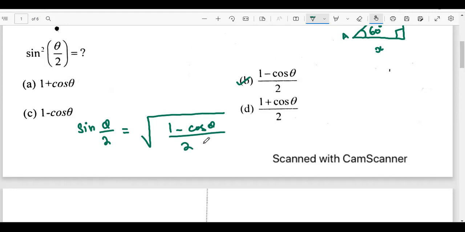Okay, this is the original formula, and this is the question. So you need to square both sides, and this would be cancelled. So that is why the answer is 1 minus cos theta by 2. Are you okay with it? Yes, ma'am. Okay. Very good. Let's talk about some more questions.